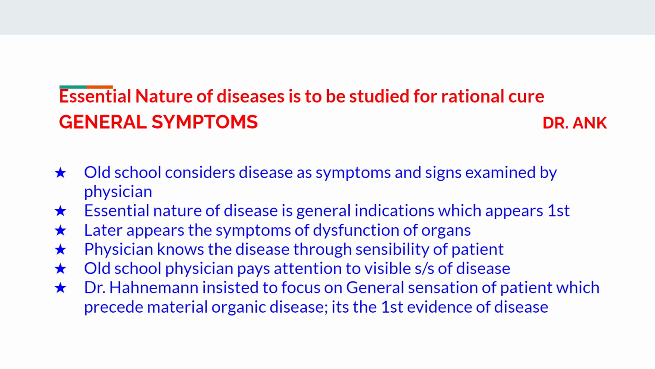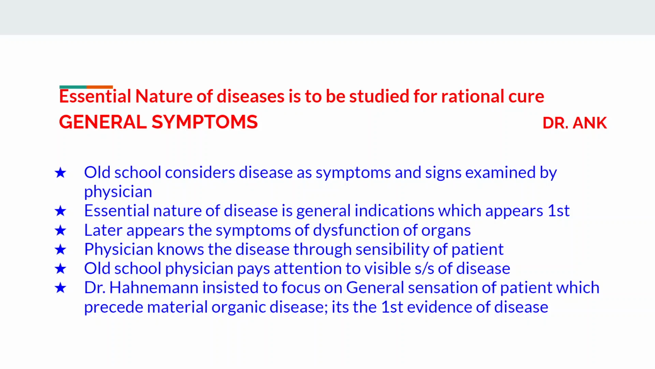The physician knows the disease through the sensibility of the patient. The homeopathic physician tries to know the essential nature of disease by case taking, and he notes down the sensibility and sensitivity of the patient. The old school physician pays attention to the visible signs and symptoms of disease. Dr. Hahnemann insisted on focusing on the general sensations of the patient, which precede material or organic disease. It's the first evidence of disease.